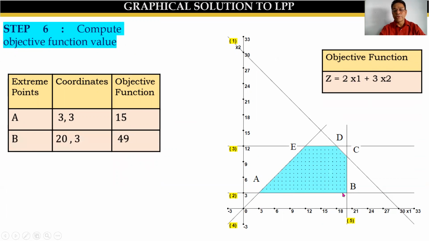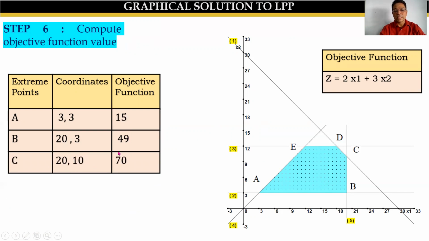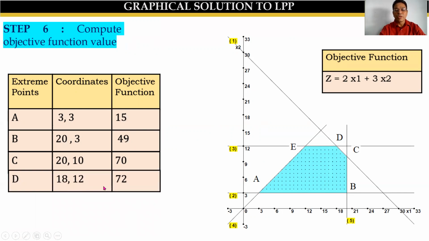Then at point B, which has coordinates 20 and 3, the objective function value is 49. So we are getting an improved value of the objective function. At point C, we are still getting an improved value. At point D, we are getting a value which is more than the values obtained at A, B and C. At E, we get a value which is less than what we obtained at D.